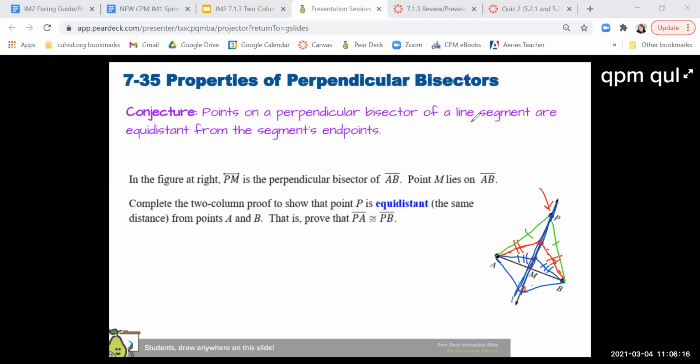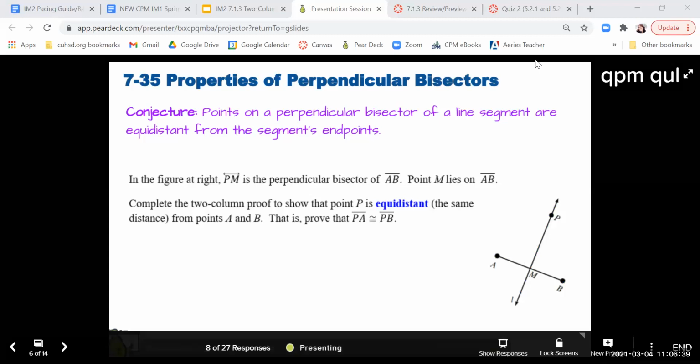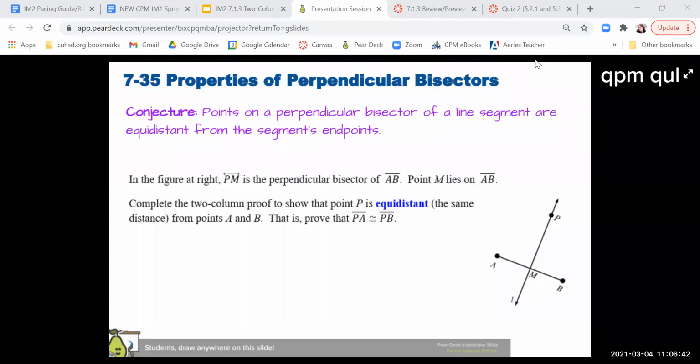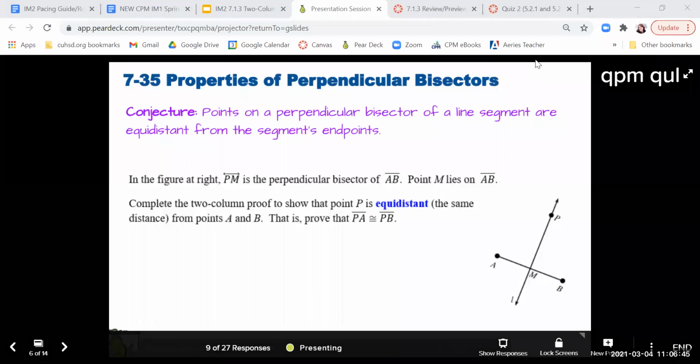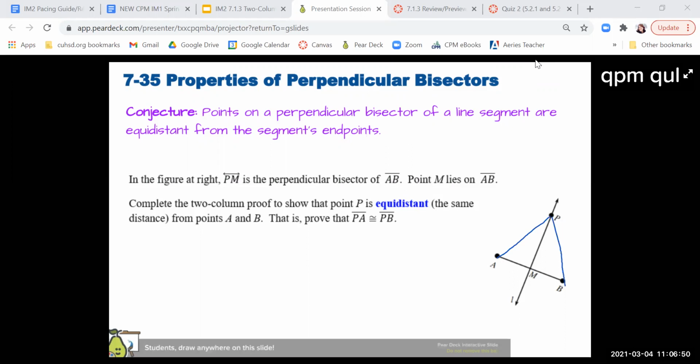And so that's where the conjecture comes in. So what we're saying is all the points on a perpendicular bisector of a line segment are equidistant from the segment's endpoints. Equidistant means equal distance. And that's what we're going to prove. So I know I made it look kind of busy here, but I wanted to demo the concept behind this. All right, so we're going to complete a 2-column proof, and we're going to show that P is the same distance from point A as it is from point B, no matter where P is. We want to show that this equals this. All right, so let's do it.